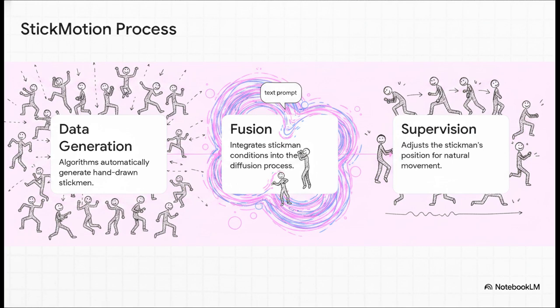So, how does it actually work? Under the hood, it operates in 3 pretty clever steps. First up is data generation, which teaches the AI using countless automatically generated stickman drawings across different datasets. Second, multi-condition fusion. This elegantly blends your stickman sketch into the diffusion process right alongside your text prompts. And finally, dynamic supervision. This acts like your digital director. It smooths out the motion and makes dynamic adjustments to the position over a sequence of frames. This makes the movement look fluid and human, not stiff and robotic.